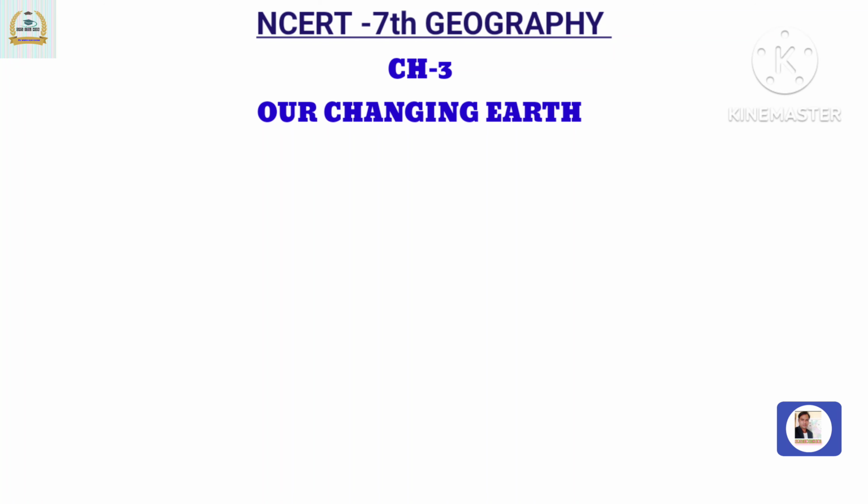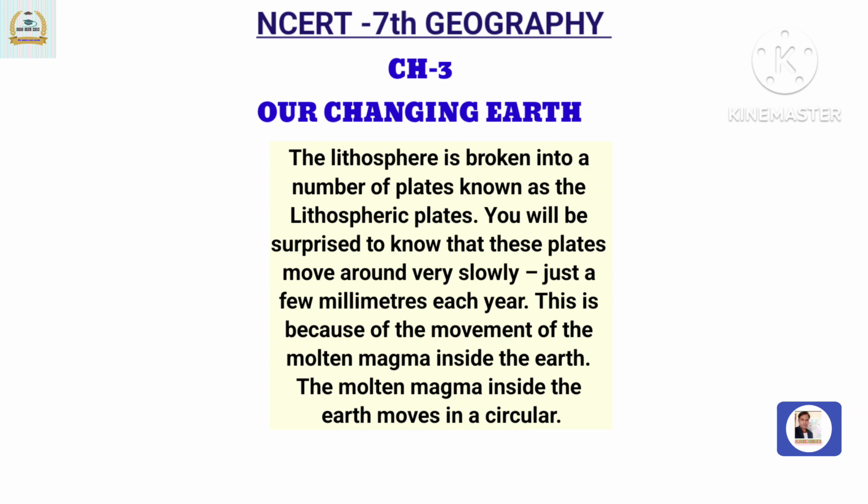This is the NCERT 7th Geography, chapter 3, Changing the Earth. The lithosphere is broken into a number of plates, known as the lithospheric plates. You will be surprised to know that these plates move around very slowly, just a few millimeters each year. This is because of the movement of the molten magma inside the earth, which moves in a circular way beneath the lithospheric plates.